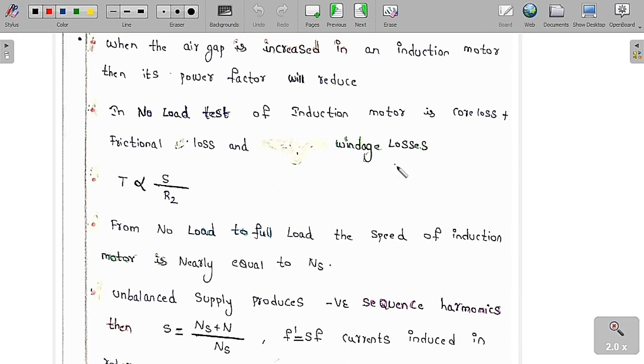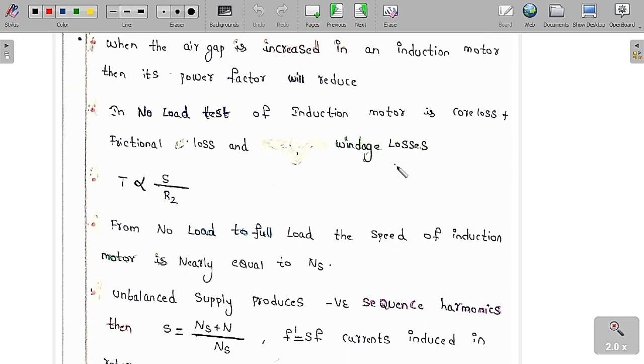In the no load test of an induction motor, NR is nearly equal to NS, so slip is equal to 0. Whenever slip is equal to 0, the torque is equal to 0. When torque is equal to 0, the output power is also equal to 0 because P is equal to T into omega. So there is no useful output power.